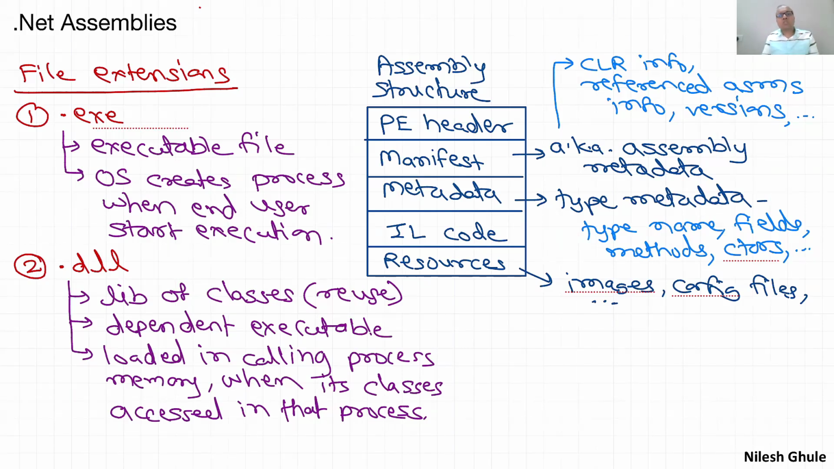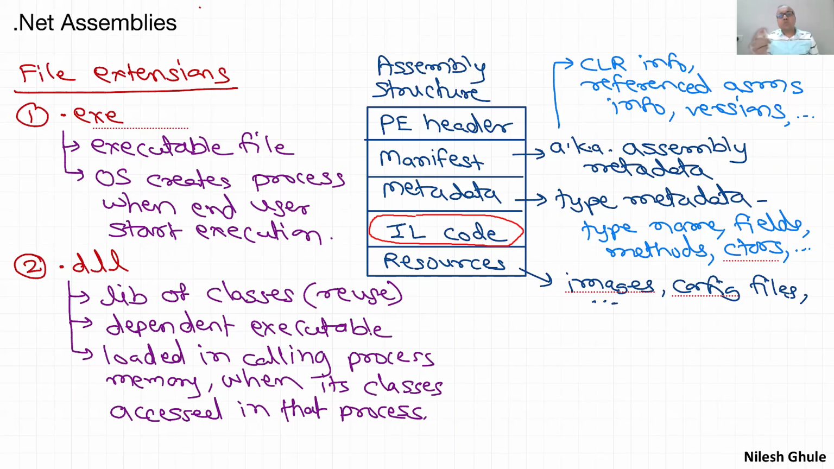Then comes the most important part, which you call IL code, or intermediate language code. All the code written in C# is compiled by the C# compiler into intermediate language code. Microsoft initially called it MSIL, Microsoft Intermediate Language code. And this MSIL code is converted into native code by the CLR, to be specific, the JIT inside the CLR.